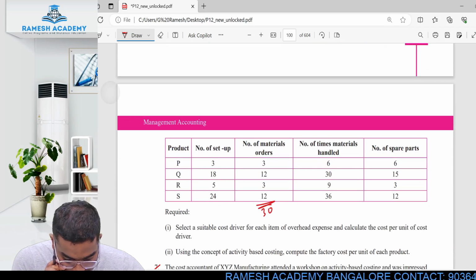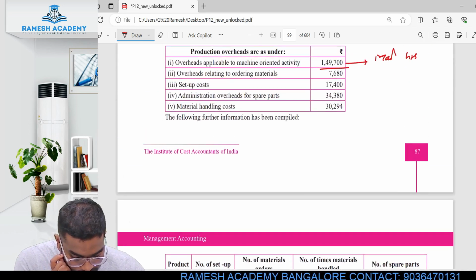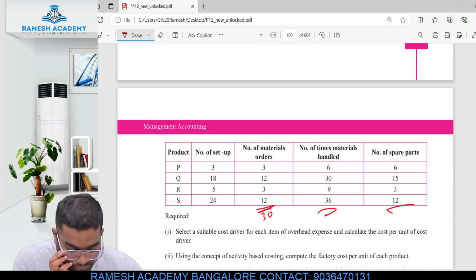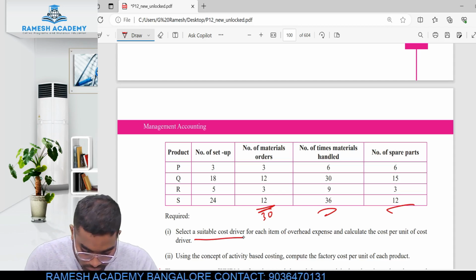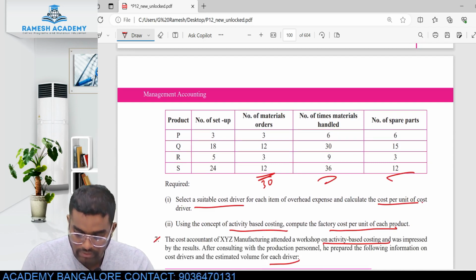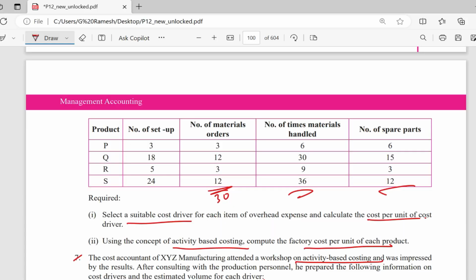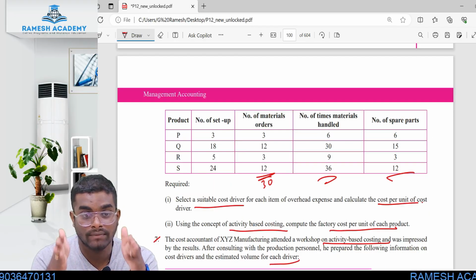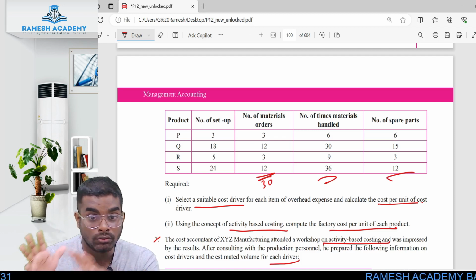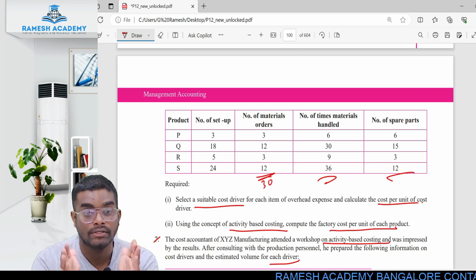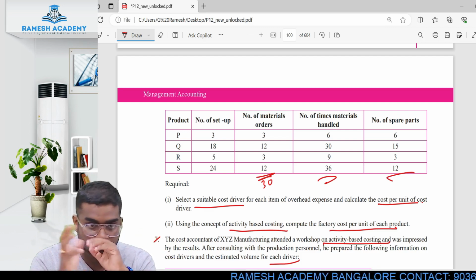Admin overhead for spare parts, so we can go with the number of spare parts. Materials handling, we have the materials handling. So everything is there. Select a suitable cost driver for each item and calculate the per unit cost. Then using ABC calculate the factory cost per unit. So simple guys, please try this. I'll give you 2-3 minutes. Since it is a virtual class, I'm telling you to do it in 2 to 3 minutes, which means you have to attempt it. Please don't wait for 2 to 3 minutes and then copy the answer. Please try to do it. After that you can check the answers.